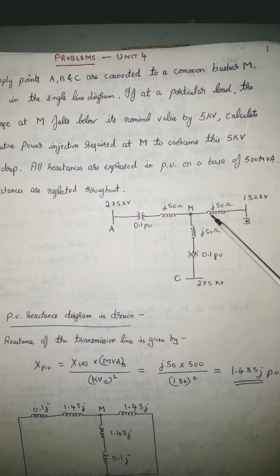Then to compensate for that voltage drop, how much reactive power has to be fed into M? That is what is to be calculated. Always remember, if you have to increase the voltage level, you will have to feed the reactive power. If you have to decrease the voltage level, you have to absorb the reactive power. So now here we are supposed to boost the voltage, so we have to feed or inject the reactive power. That has to be calculated.